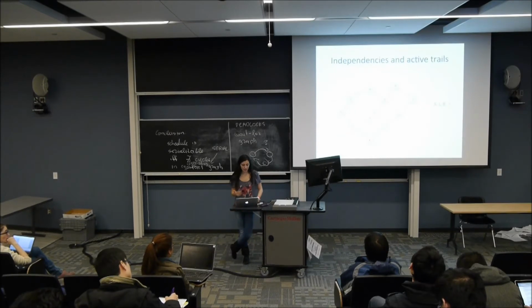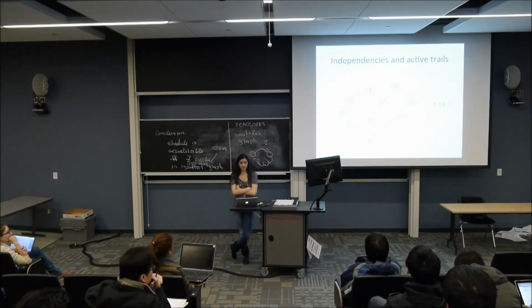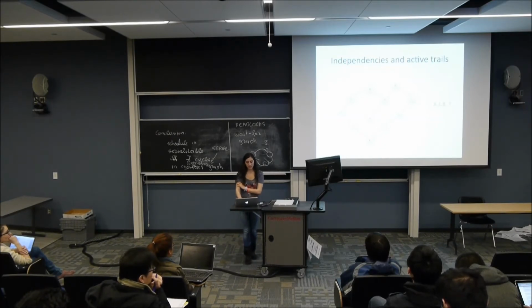So let's look at a more complicated graph like this one. Do you think that A and B are dependent or not? Independent. So is it independent? Yes, that's true. Because in this path we have a V structure, and we don't observe the common effect, and the same thing here. So both paths are blocked.